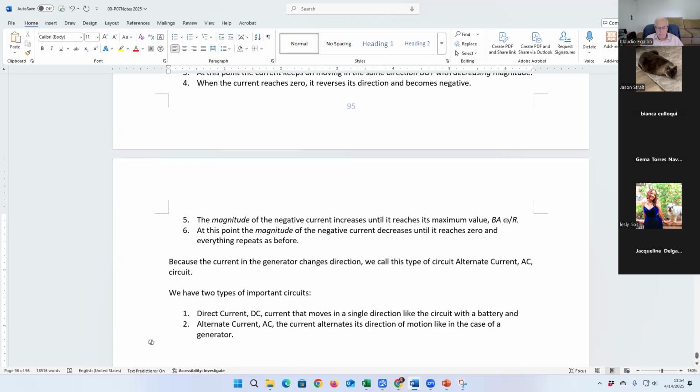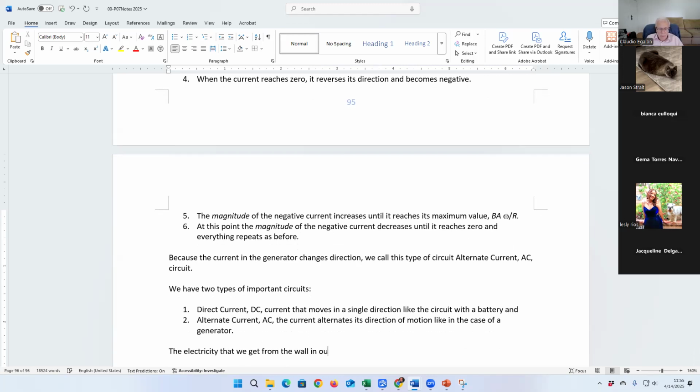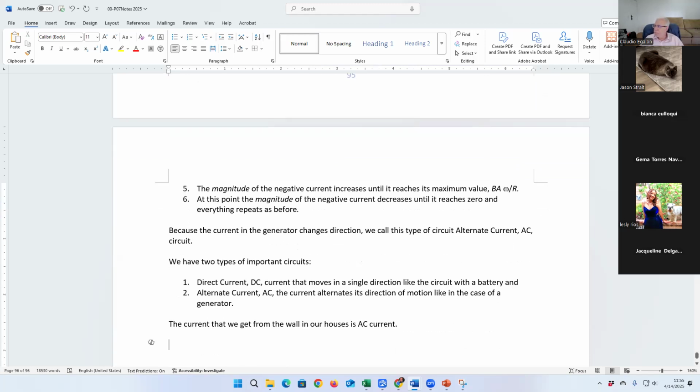The electricity that we get from the wall in our houses is AC. The current changes direction.